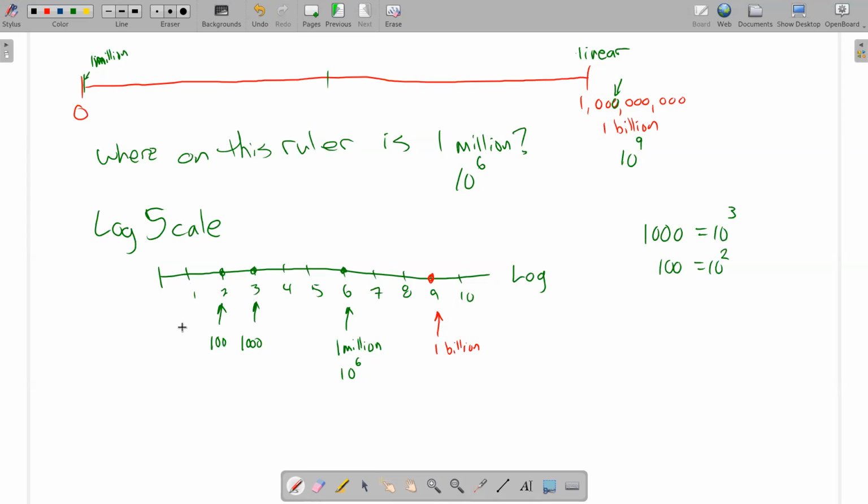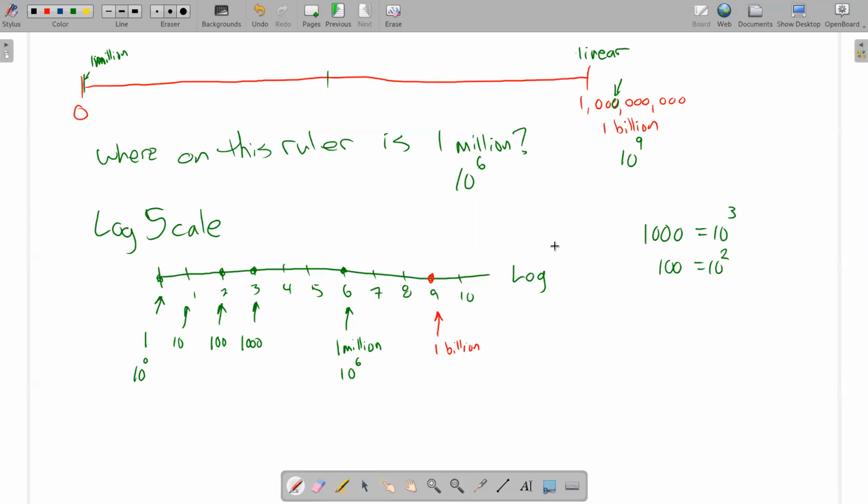A 1 would be where 10 lives on this scale. And the 0 isn't really a 0. On a log scale, that's 1, because 1 is 10 to the power 0. So logarithmic scales actually can't deal with the number 0. That's a problem. But it's not a problem we're worried about. Okay, so what's a log scale?